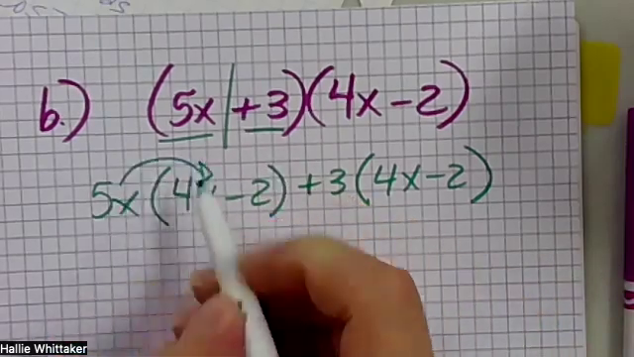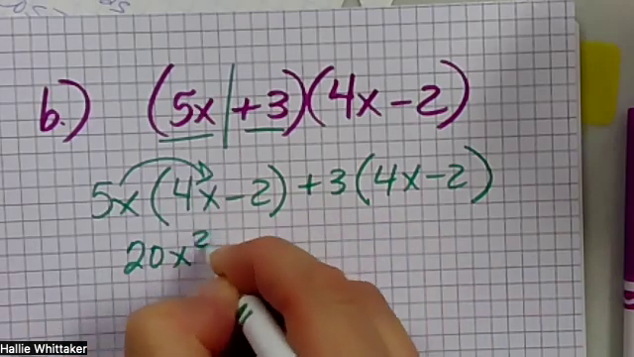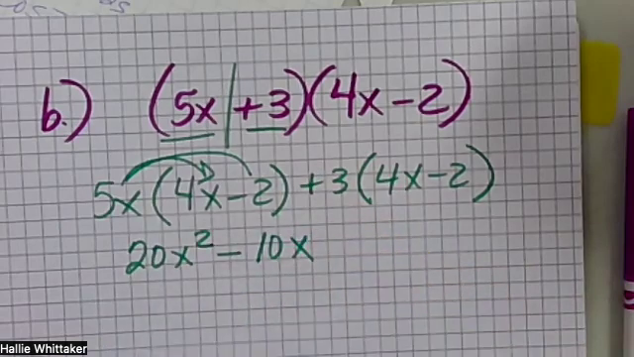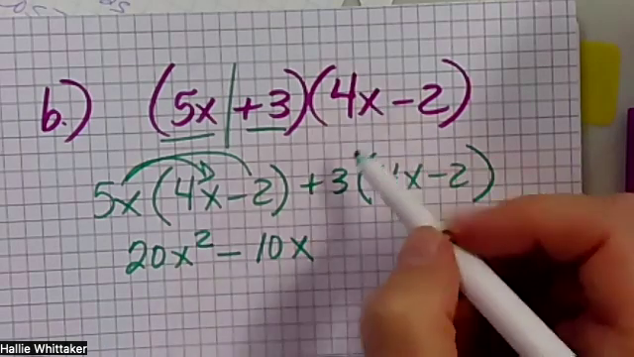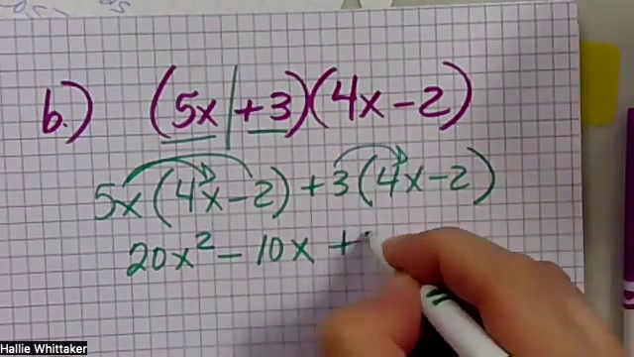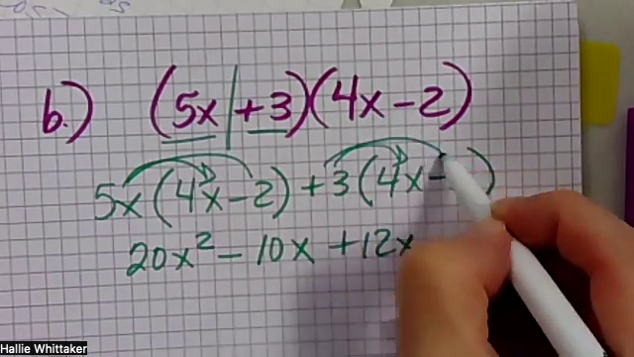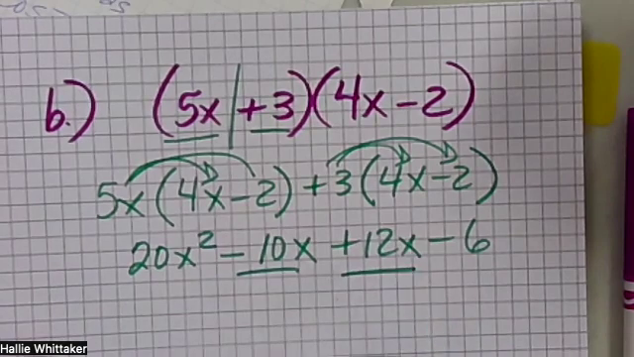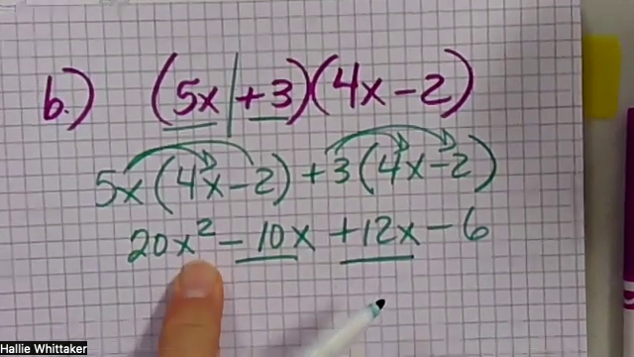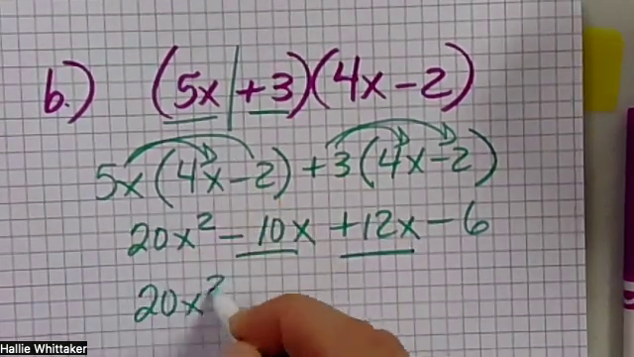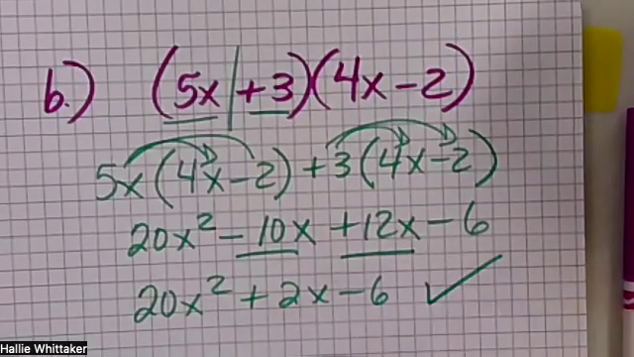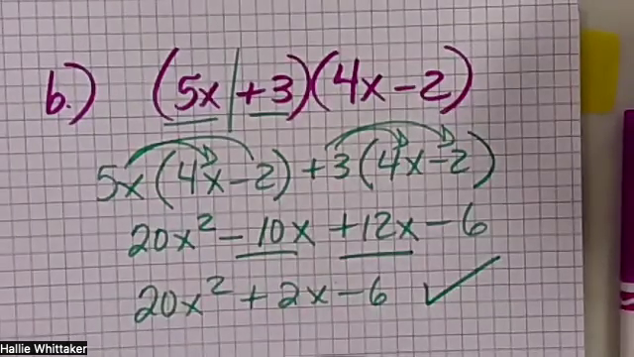So now go ahead. If you did 5x times 4x and got 20x squared, and then minus 5x times 2 and got 10x, I agree with you. And then if you did 3 times 4x and got 12x, and then 3 times -2 and got -6, I agree with you. Look for like terms right there. And then don't forget to do your highest degree first. So if you got 20x squared plus 2x minus 6, give yourself a big fat check. Okay, you got that?